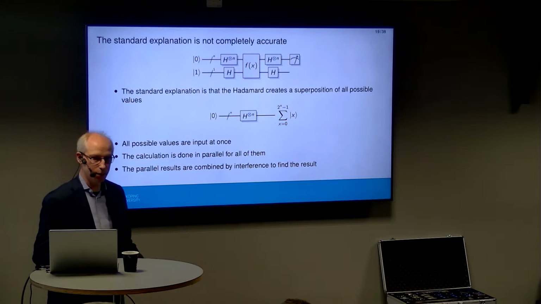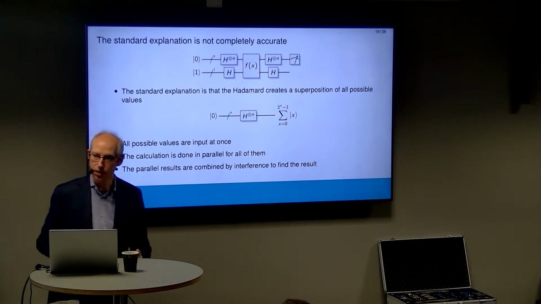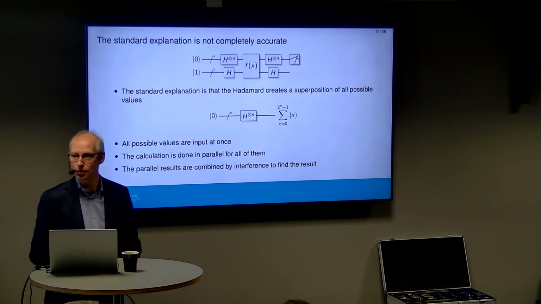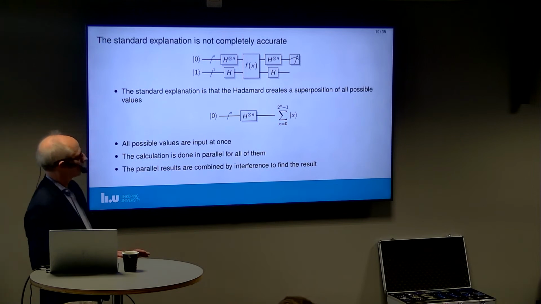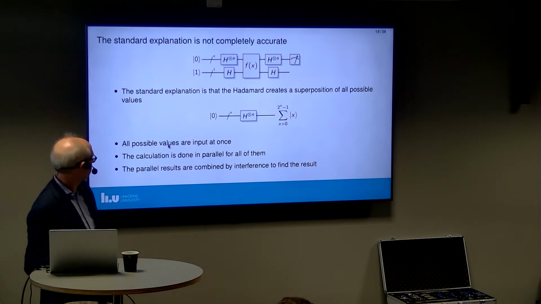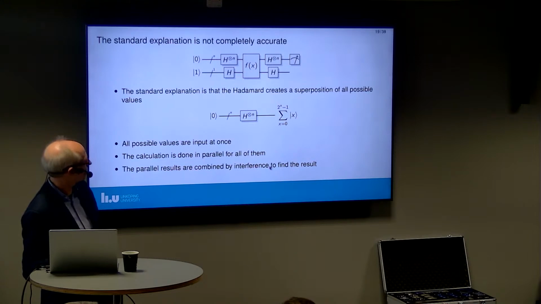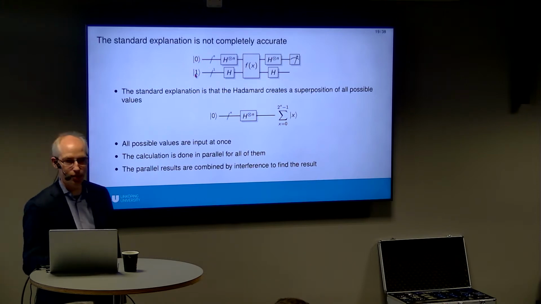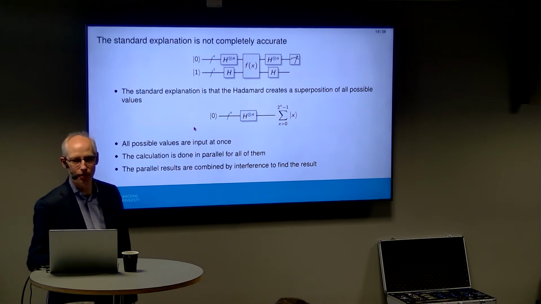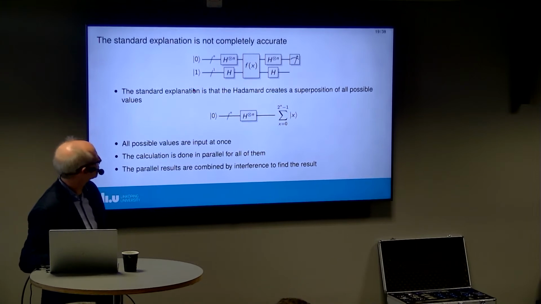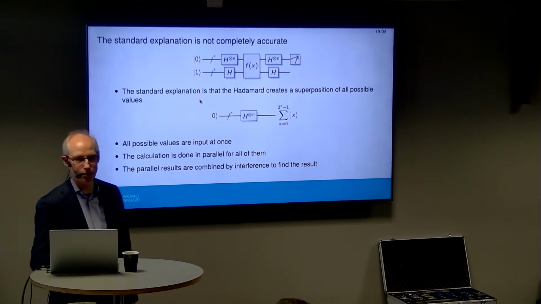So the standard explanation, it's an explanation, but it's not completely accurate. I would say it's not the best explanation. It's not wrong, but it's not the best. I mean, sure, all possible values are input at once. The calculation is done in parallel. You can understand it like this. The parallel results are combined by interference to find the result. But it's really important that there's a 0 here and there's a 1 here. That's not in this explanation. Yeah. It is crucial, but it's actually not part of the explanation.